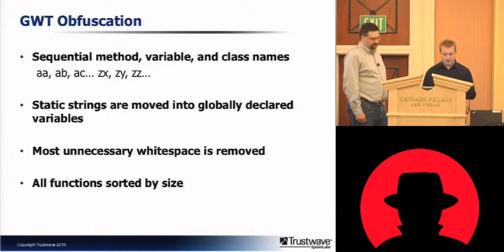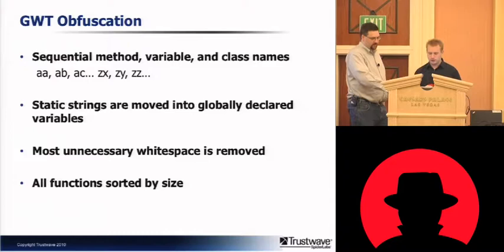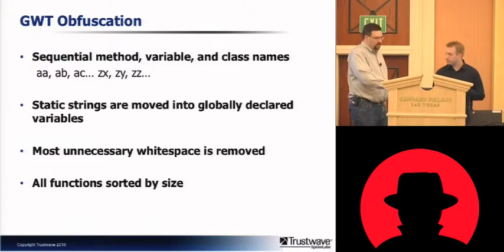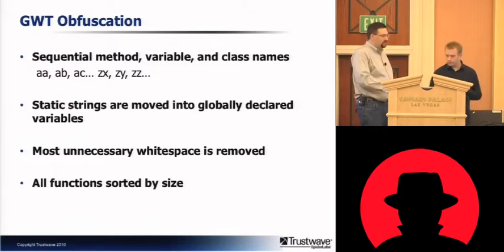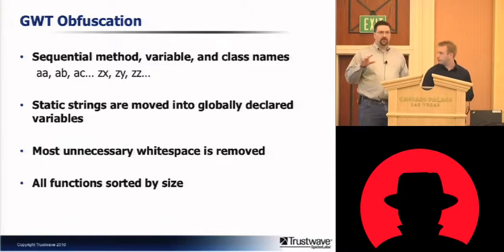There are 4 main things that Google does to obfuscate the code. All of the method names, variable names, and class names are replaced with short sequentially generated names: AA, AB, AC, etc. Larger apps can have 3-character global names, while local variables just have 1 character. Most of the static strings are also moved into globally defined variables, just in 1 block, so that if they're reused, they only have to be defined once.